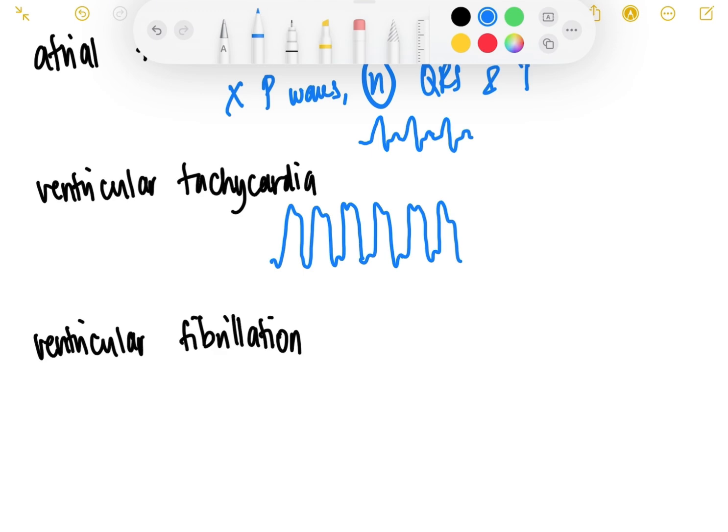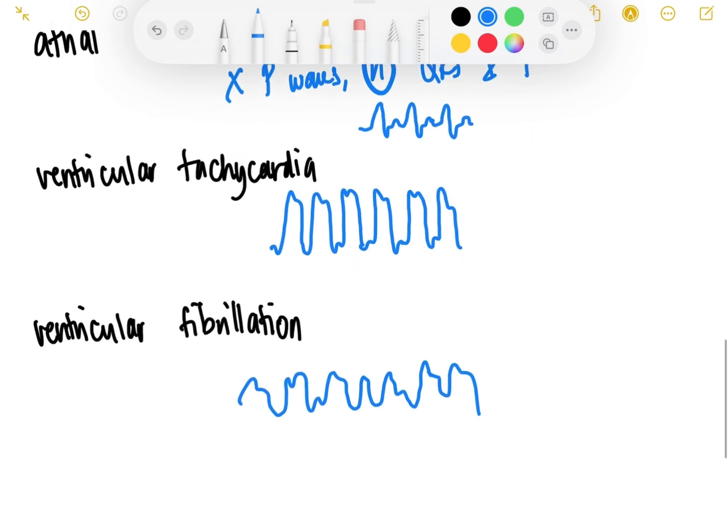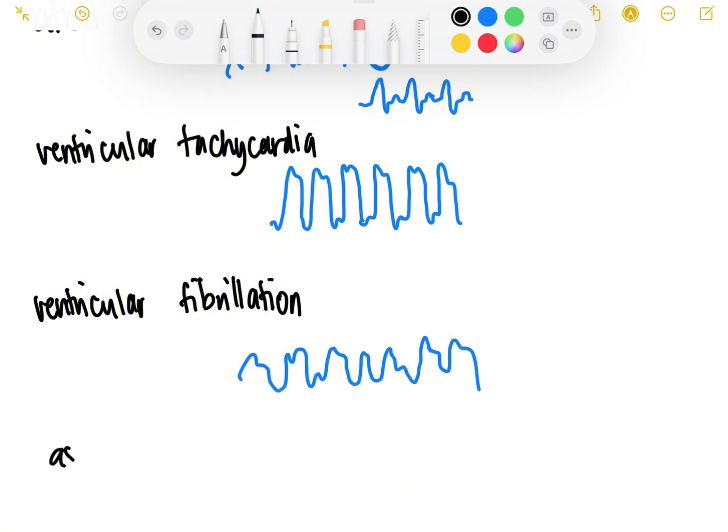In your ventricular tachycardia, this has a high risk of developing into ventricular fibrillation, which is the most dangerous as far as I know. Pinaka-dangerous siya na cardiac arrhythmia. In your ventricular fibrillation, magulo. Wala ka nang identifiable na P, QRS, or T. Bahala na siya sa buhay niya. That is your ventricular fibrillation. And of course, hindi natin pwedeng kalimutan si asystole or basically flatline.